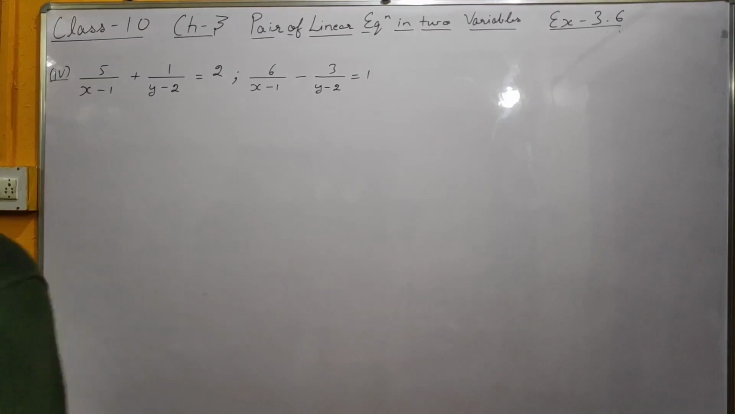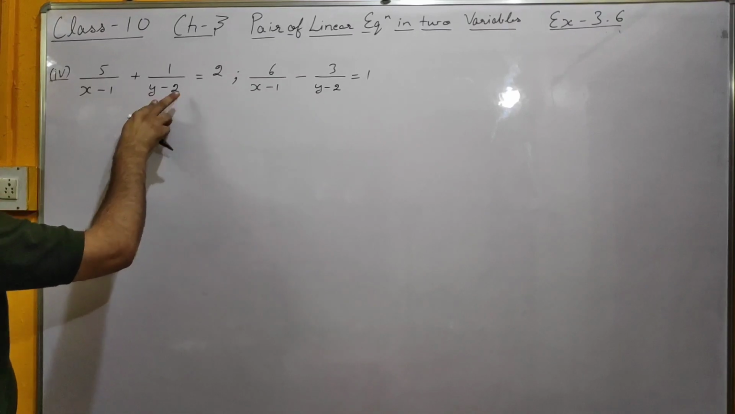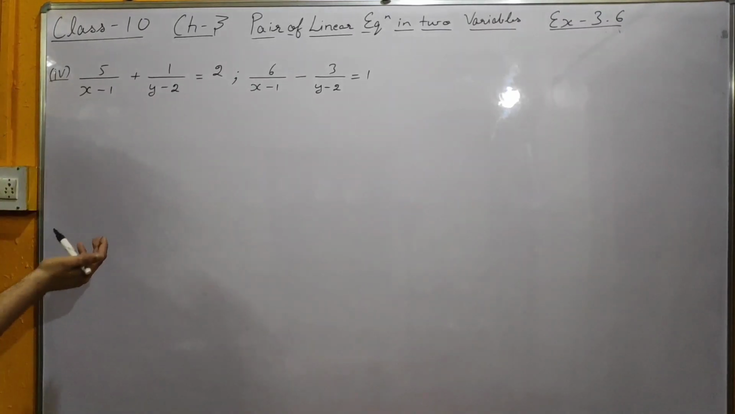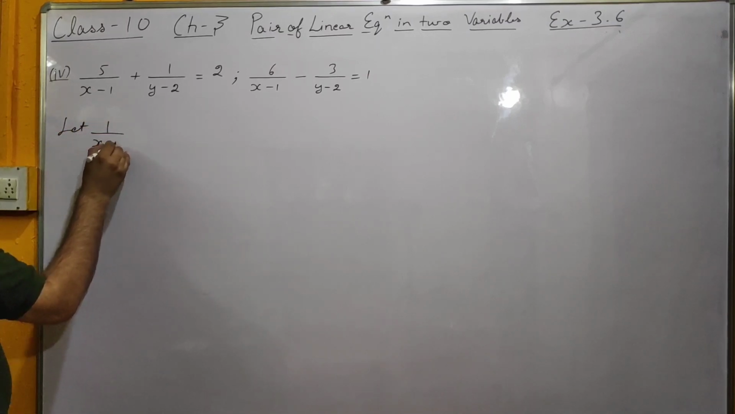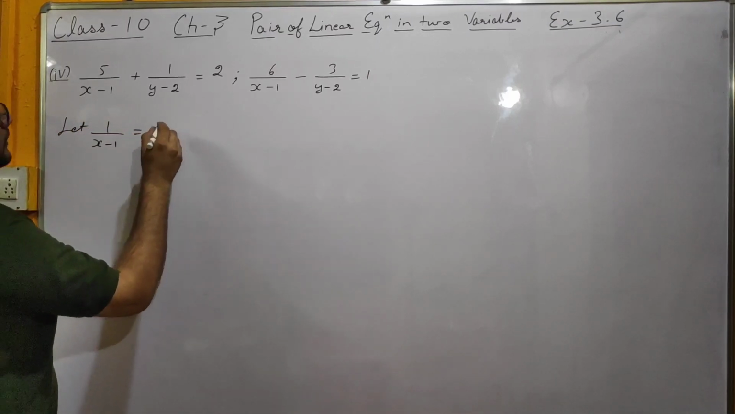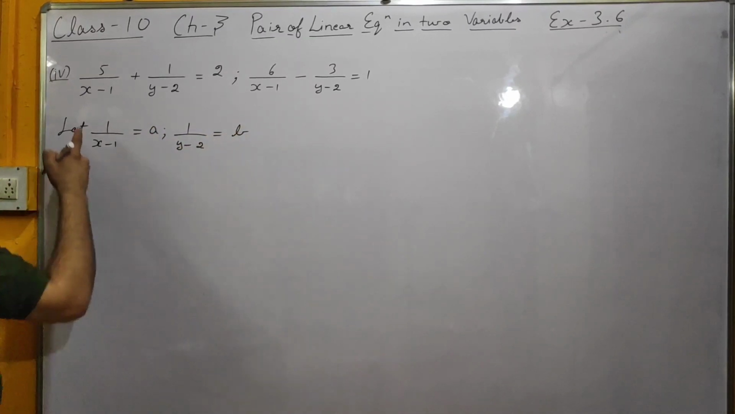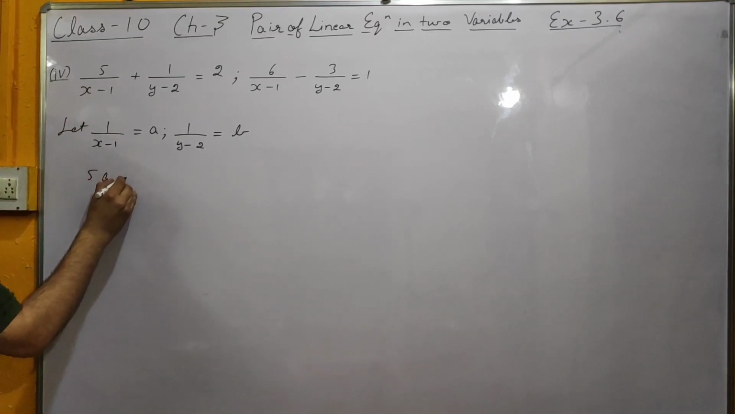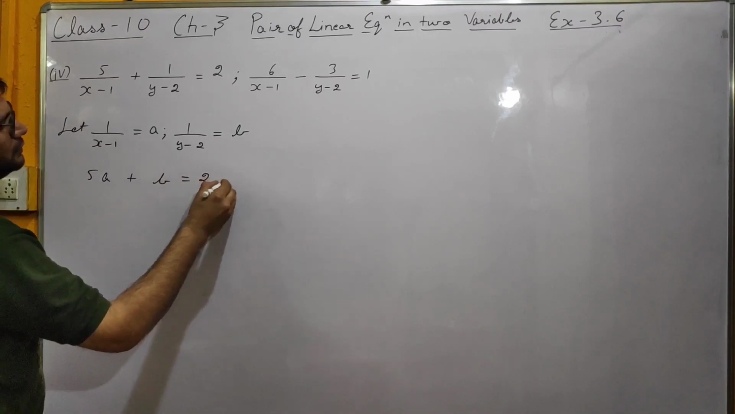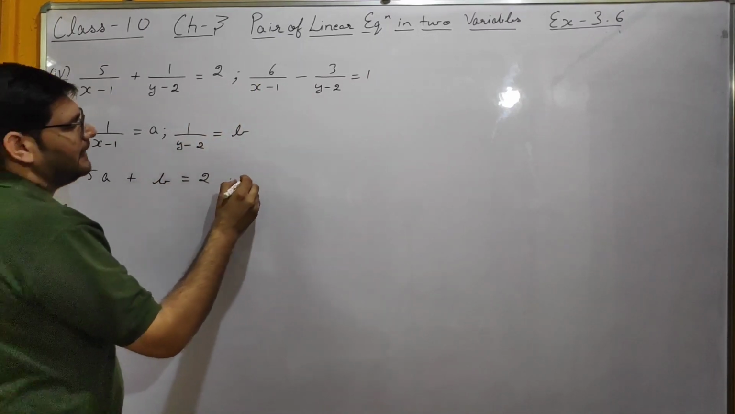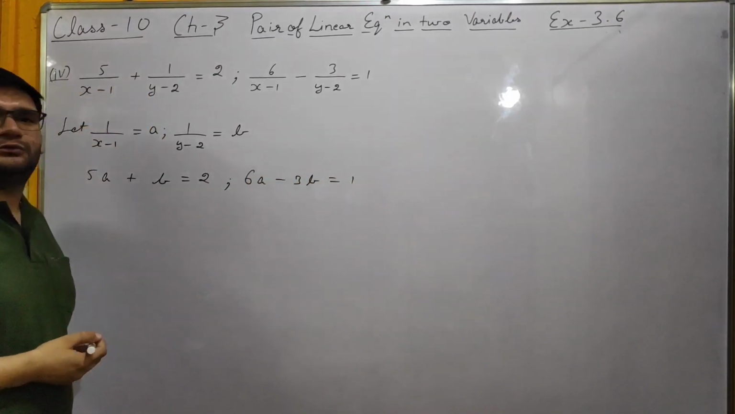Fourth part: here we can see x minus 1, x minus 1, y minus 2, y minus 2. So what will we do? We will say let 1 by x minus 1 equal a, and 1 by y minus 2 equal b. Now 5a plus b equals 2, and for the second equation, 6a minus 3b equals 1.